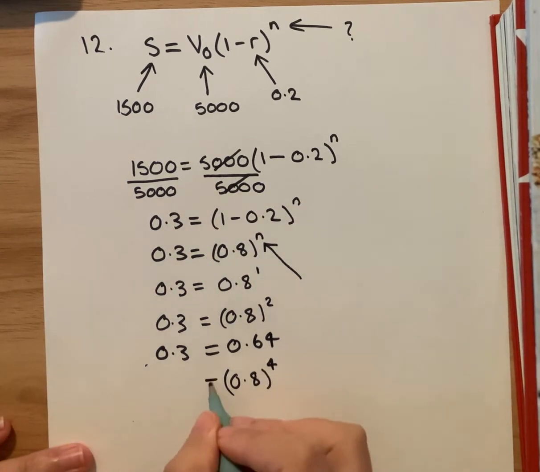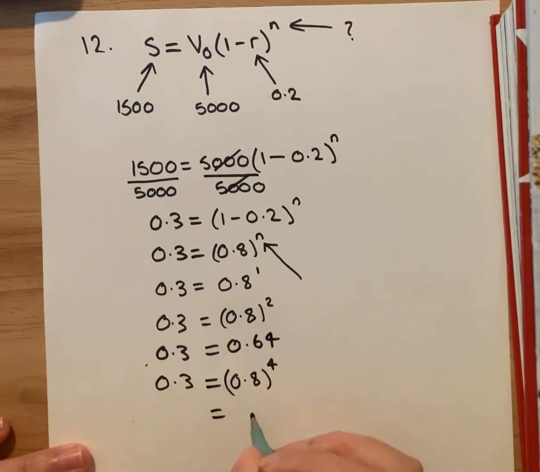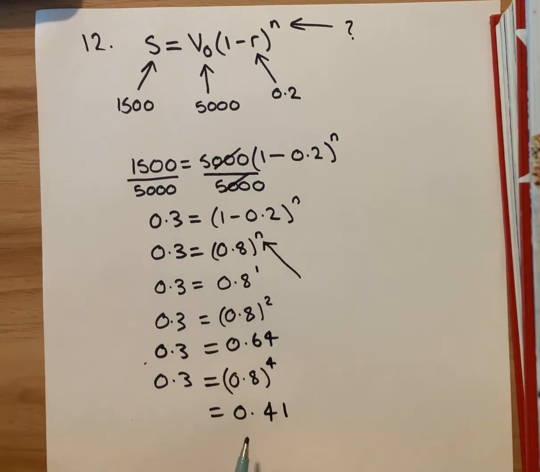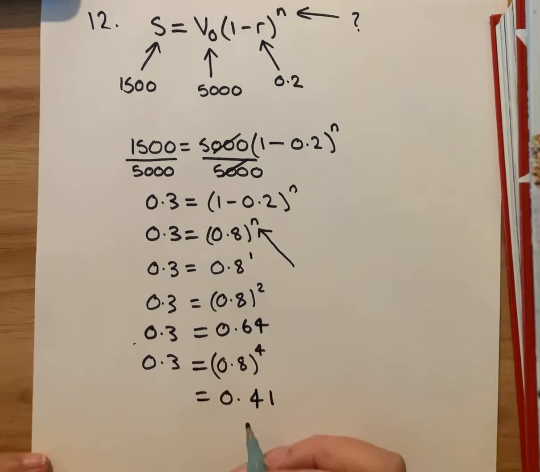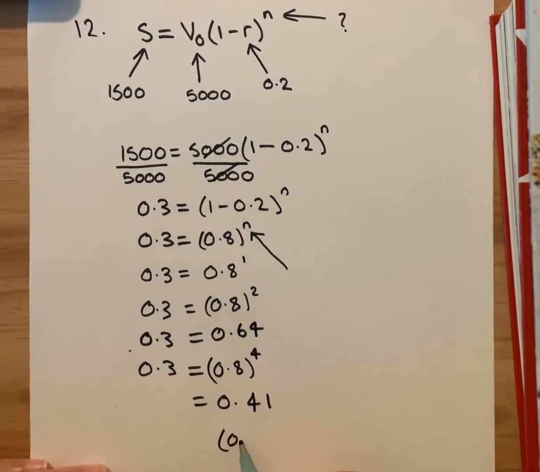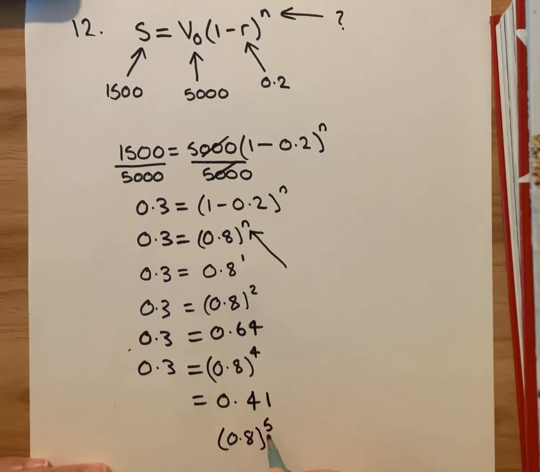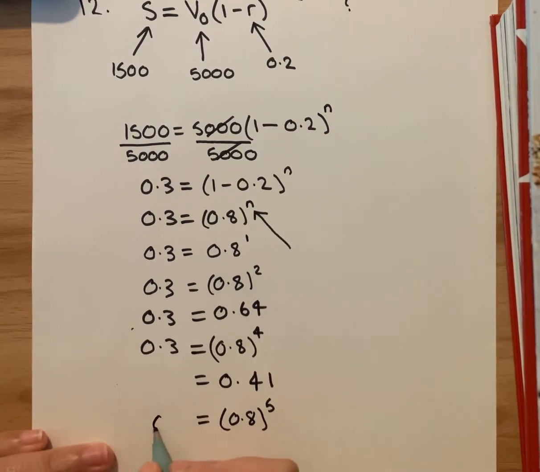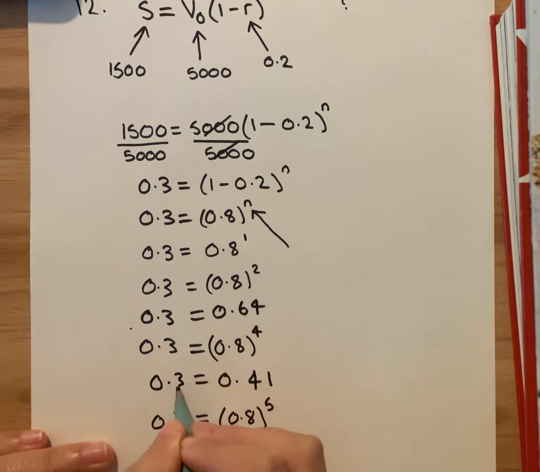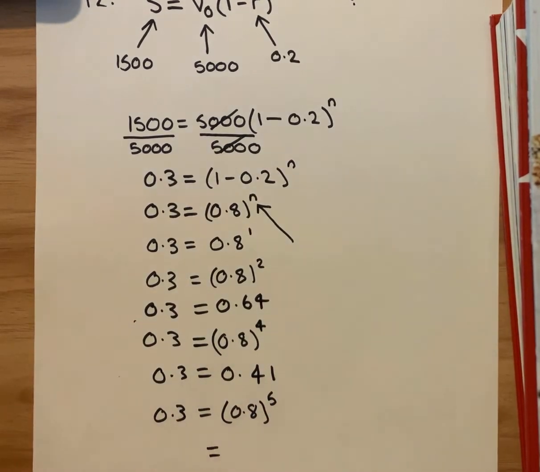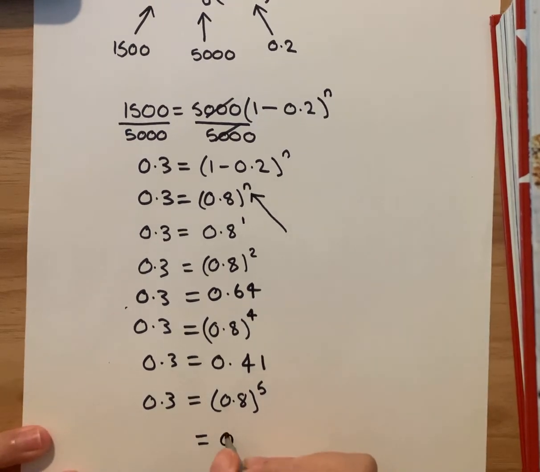gives us, first of all, let's write this in. It gives us 0.41, so that's pretty close. We're getting closer to 0.3 now, so we need to keep going. What about 0.8 to the power of 5? Is it 0.3? 0.8 to the power of 5. Ooh, we're very close now, 0.33.